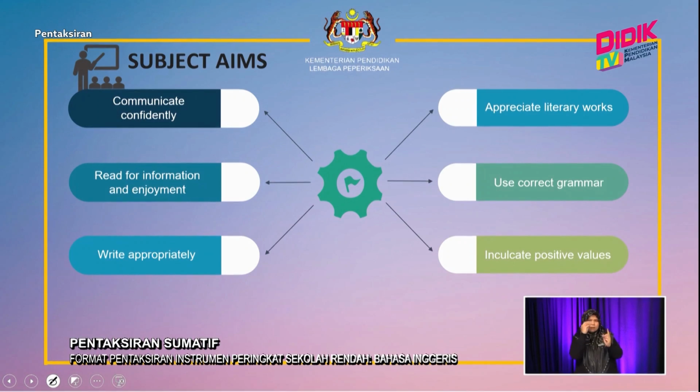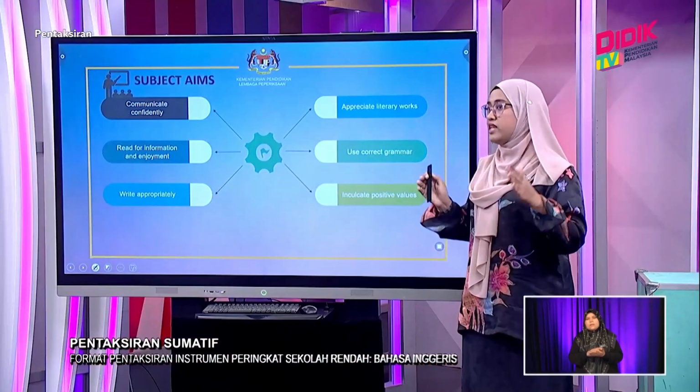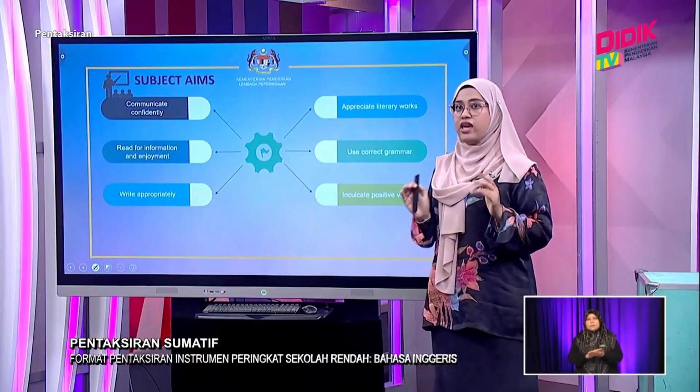So, at the end of the schooling years, the students are expected to be able to communicate confidently, to be able to read for information and enjoyment, to be able to write appropriately, as well as to be able to appreciate literary works. They are also able to display correct grammar use, as well as to inculcate positive values in them. Okay, understood. So that's all about subject aims and objectives.